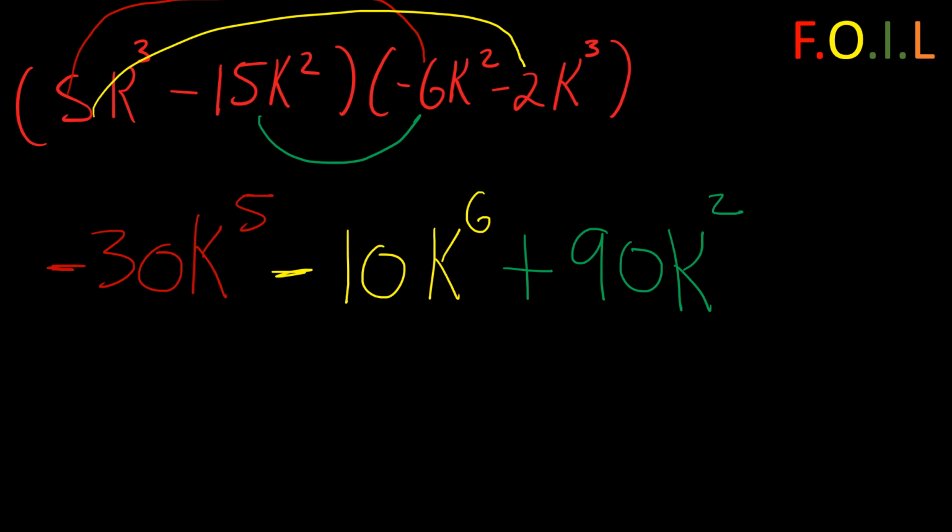Now, we have to do our last. So we have negative 15k squared times negative 2k cubed. So negative and a negative is going to be a positive. 15 and 2 is going to be 30. K squared times k to the 3rd will just give you k to the 5th.